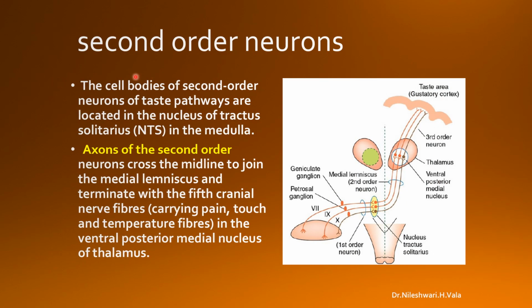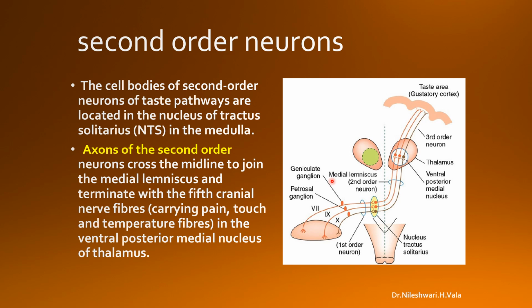Now second order neuron. The cell bodies of the second order neurons of the taste pathway are located in the nucleus of tractus solitarius in the medulla. The axons of the second order neurons cross the midline, this one is the midline, to join the medial lemniscus, and terminate with the fifth cranial nerve fibers.